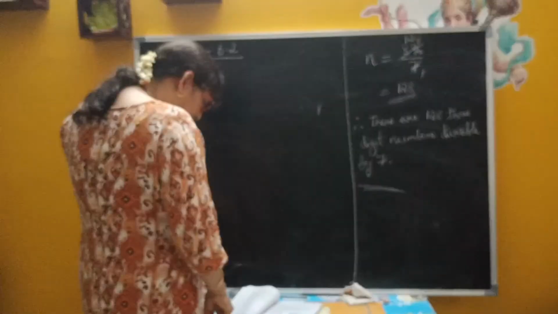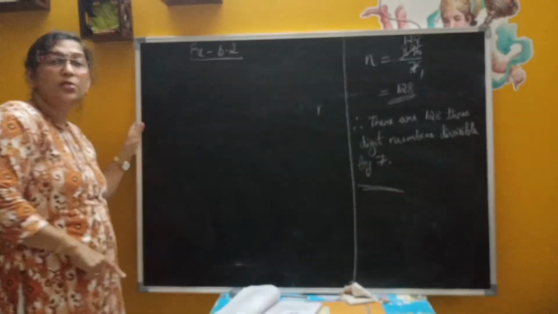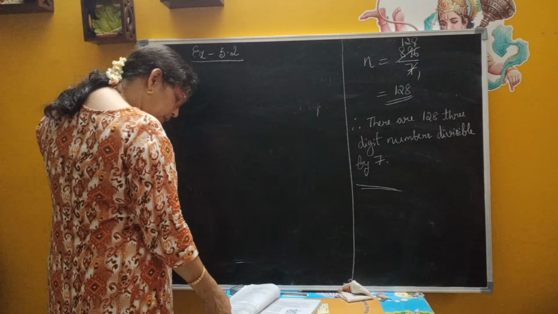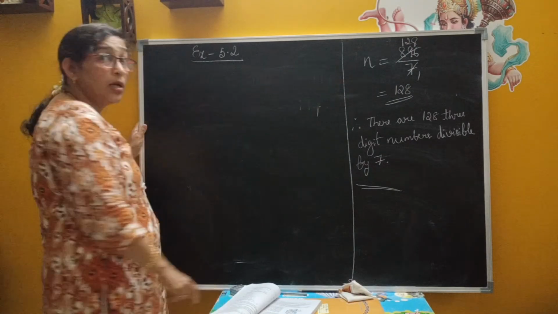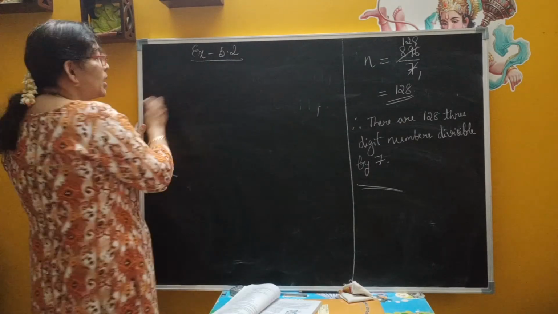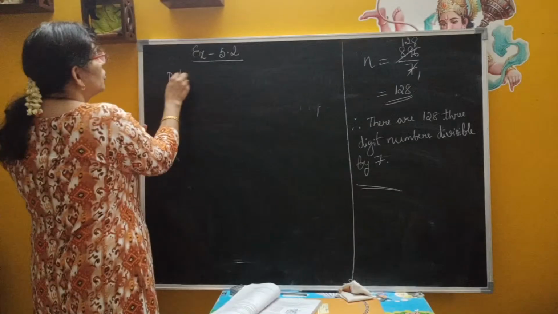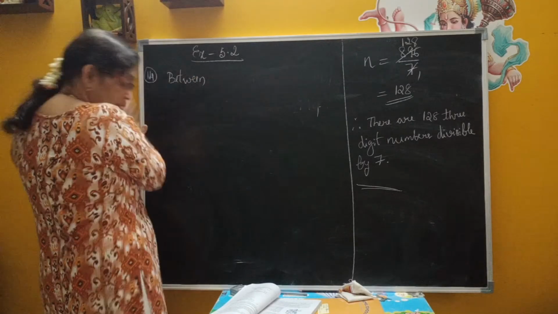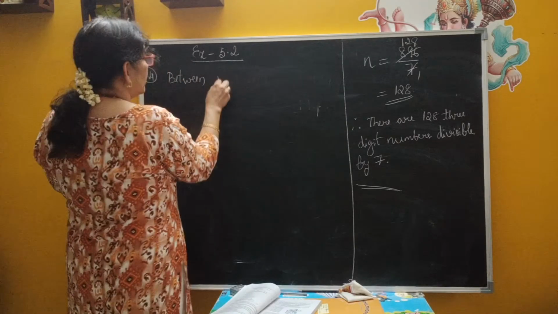14th question. How many multiples of 4? That means divisible by 4. What is given? The number range is given. In between 10 and 250. Between them. Okay, between 10 and 250 it is.